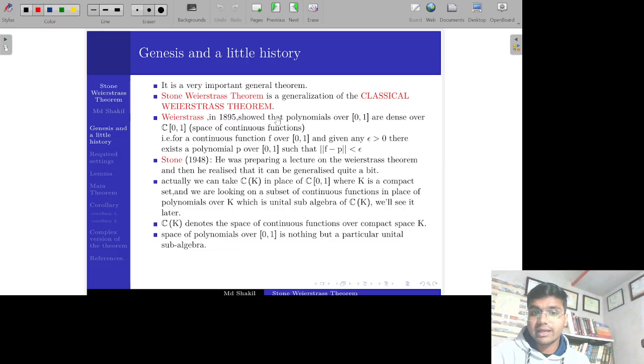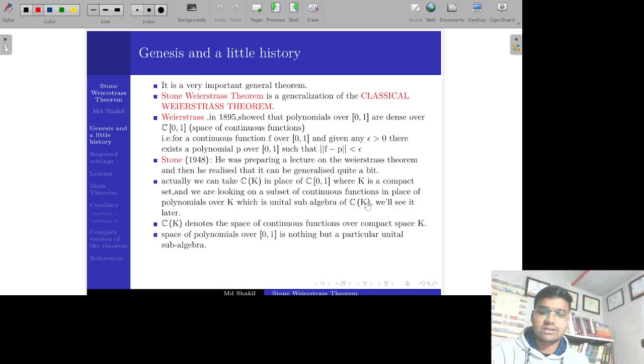So actually we can take C(K), which means the space of continuous functions over the compact space K. So we can take C(K) in place of C[0,1], where K is a compact set, and we are looking at a subset of continuous functions in place of polynomials over K, which is a unital subalgebra of C(K). What is a unital subalgebra? We will see it later.